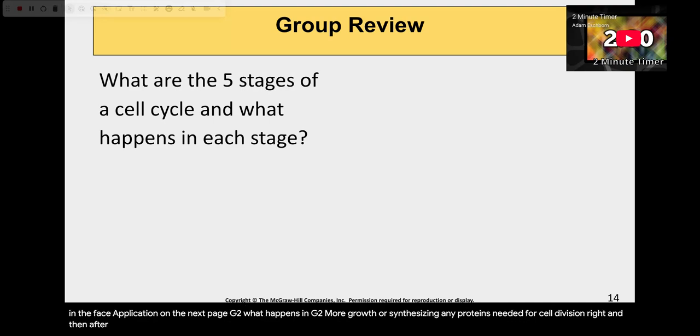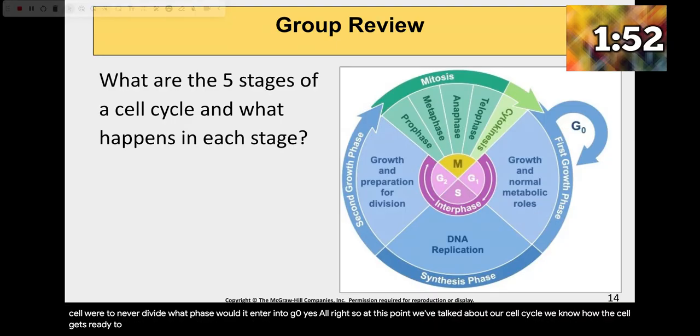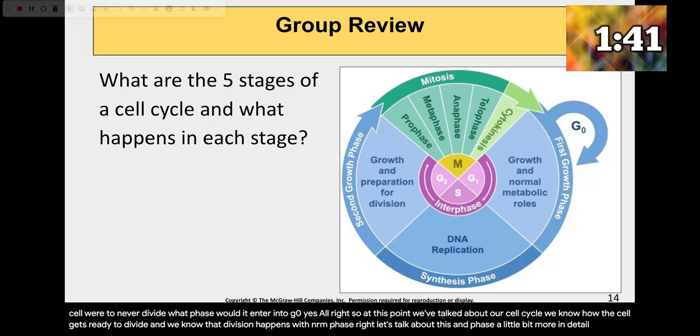Right? And then after these 3 phases, which are collectively called interphase, what comes next? Yeah, mitosis, the M phase. So we're actually going to go through cell division. Now, if a cell were to never divide, what phase would it enter into? G0. Yes. All right. So at this point, we've talked about our cell cycle. We know how the cell gets ready to divide. And we know that division happens within our M phase. Let's talk about this M phase a little bit more in detail.